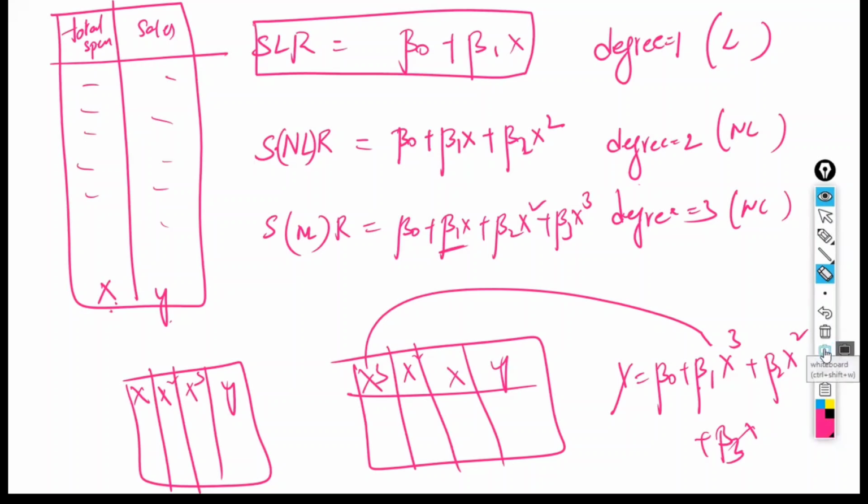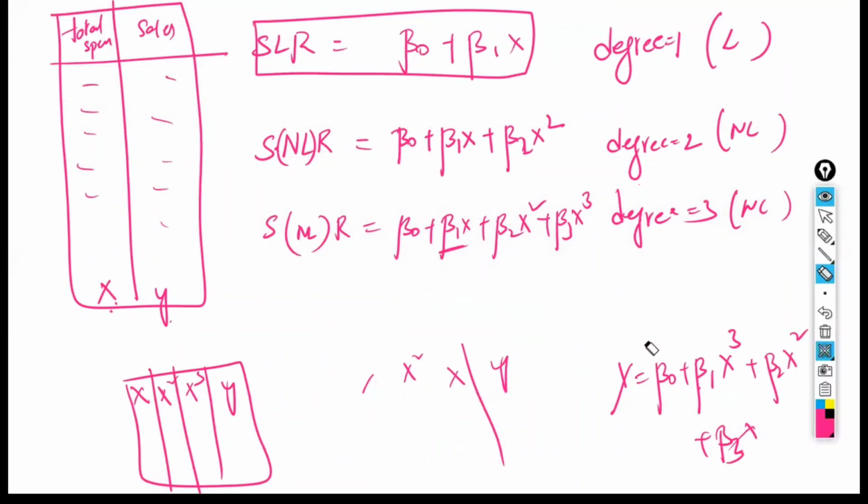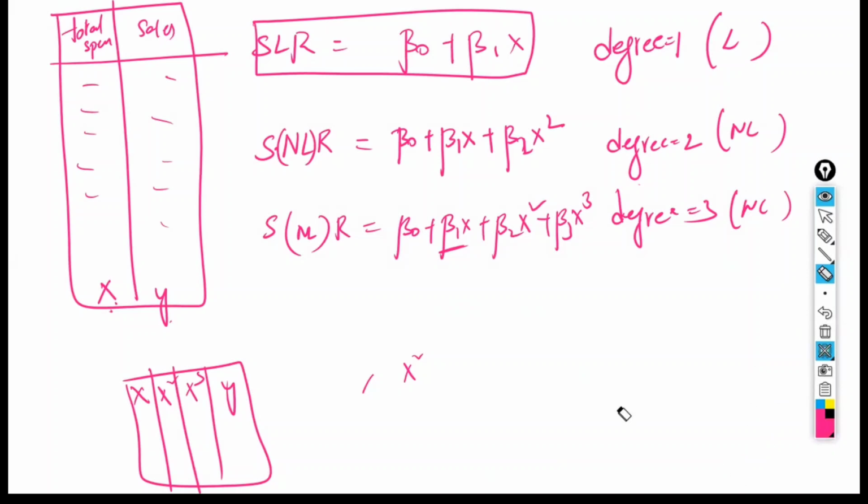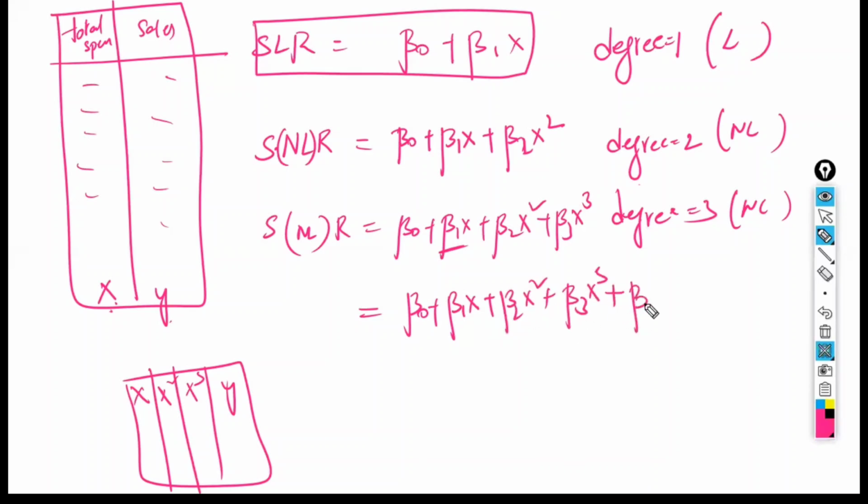If, for example, degree 40 is there, what is the equation for degree 40? For the same data set, I'm not changing the data set, same data set, degree 40. Now, what is the equation? Beta naught plus beta 1 x plus beta 2 x square plus beta 3 x cube plus beta 4 x to the power 4 plus, and so on, up to beta 40 x to the power of 40.